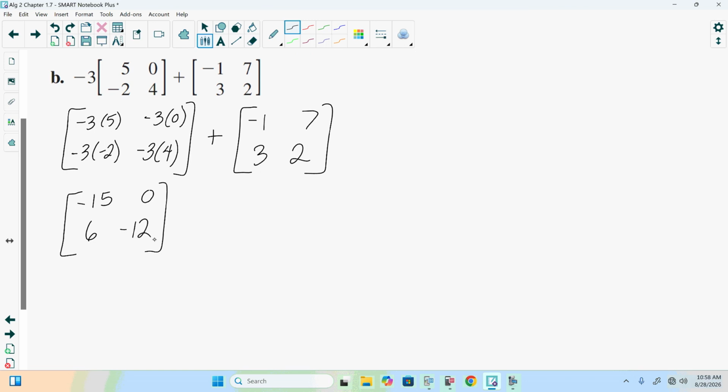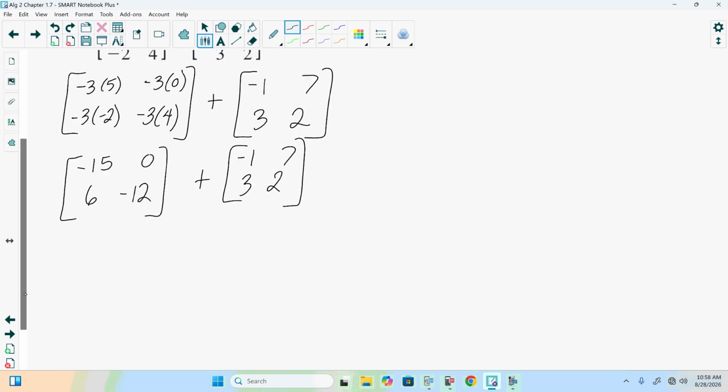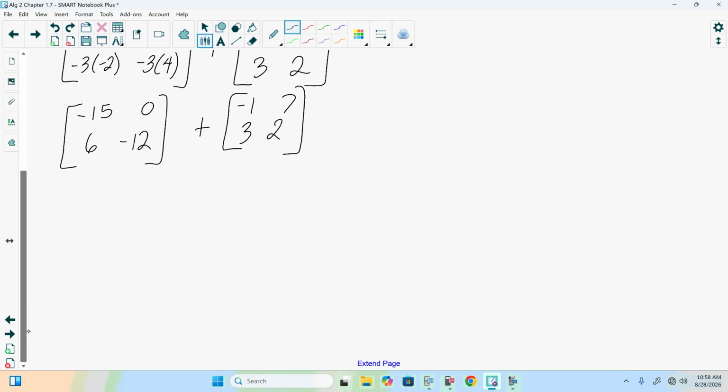Two scalars, yes. We'll do that here in a minute. We'll have to fix one of them to do it, but we can do it. Questions on how we got the first matrix to negative 15, 0, 6, negative 12? We good to get here? And we just add the two together.